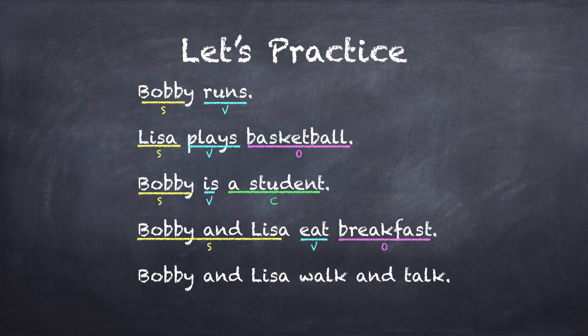Bobby and Lisa are both connected to the verb eat. There's only one verb that is connected to the 2 subjects. So, Bobby and Lisa are considered one subject.